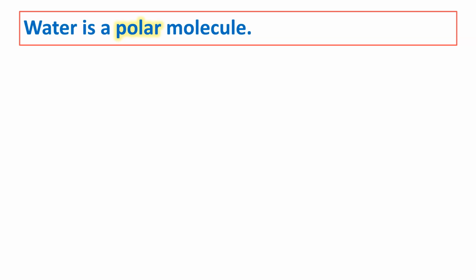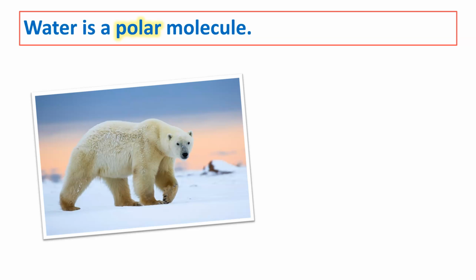In chemistry, we describe water as a polar molecule. Where have we heard the word polar before? If you're like me, the first thing that comes to mind is probably a polar bear. But water is not a polar molecule because it's a cold molecule, or even because it's anything to do with snow and ice.